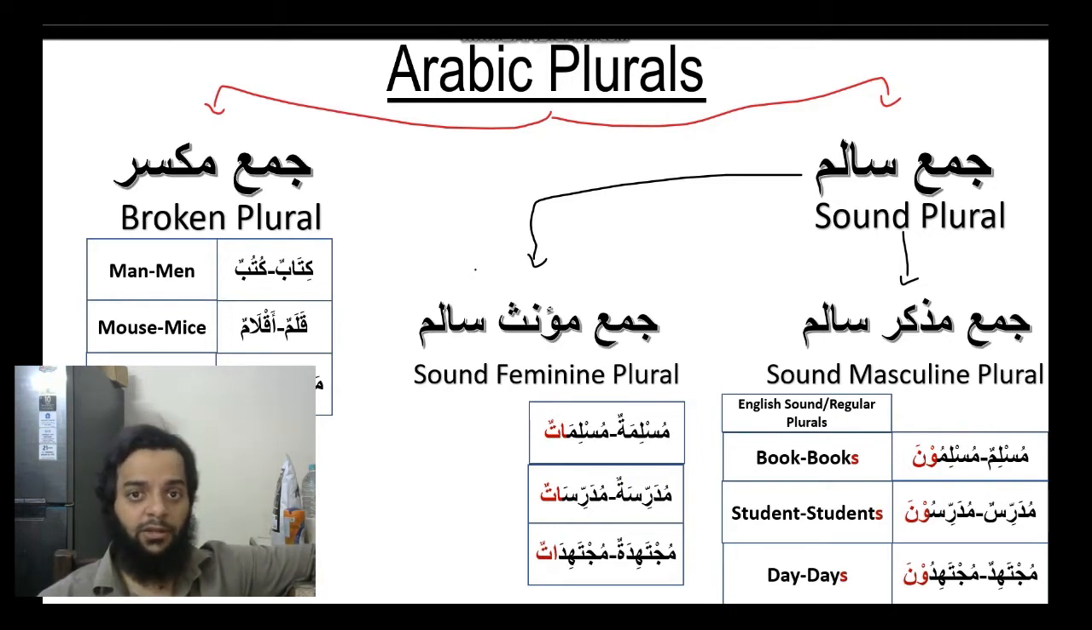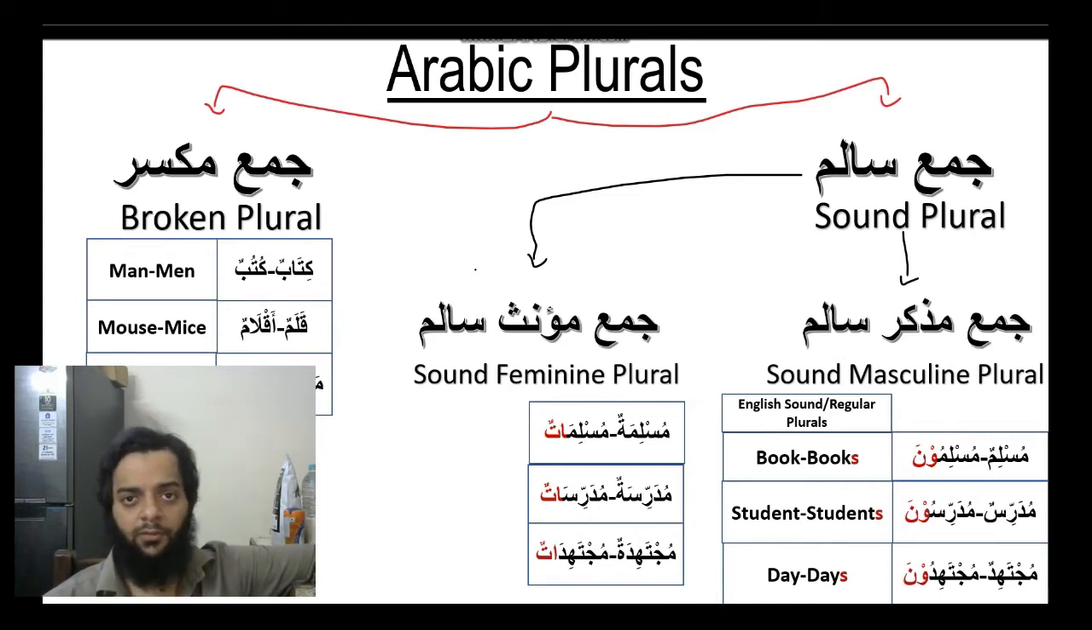Then there is Jama Mukassar, which in English means broken plural. In broken plural, the base singular form is broken, and you sometimes come up with a totally new pattern. For example, Kitabun, which means book. This is singular. You can see kaf has kasra, ta has fatha, then there is alif, then ba. But its plural is kutubun. So basically the whole pattern has been broken. Now kaf has dhamma instead of kasra, ta has dhamma instead of fatha, then you remove the alif, then ba is basically ba.